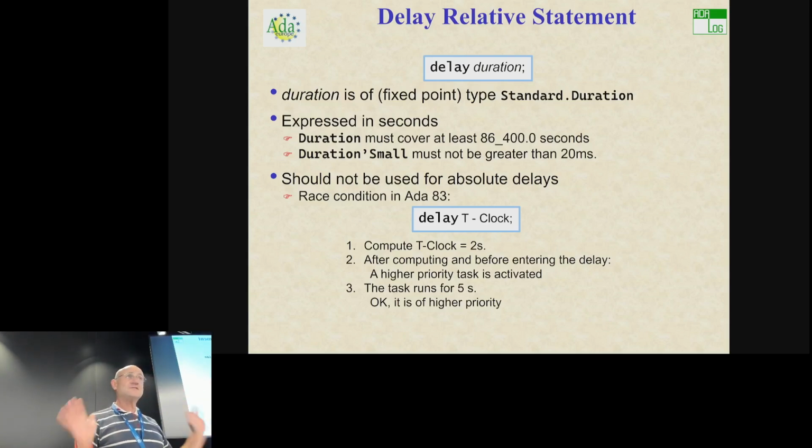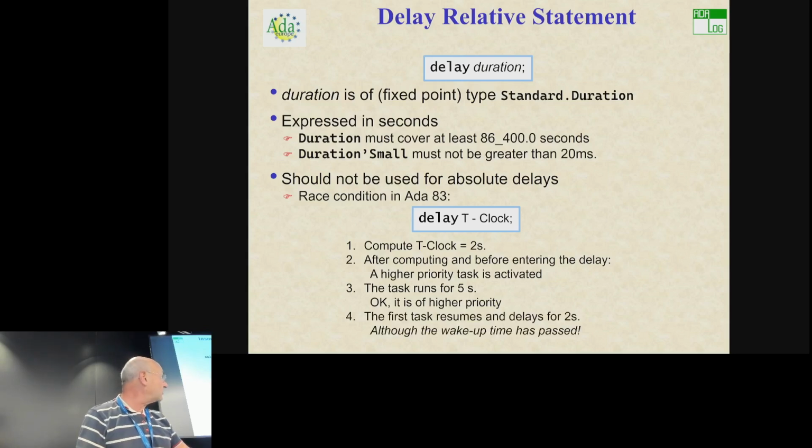That's okay. It's a higher priority task, so it can preempt a lower priority task and waste some time for it. But then you re-enter your delay with the time that was computed before, and although the wake-up time has passed, you will still wait for 2 seconds. And this is not acceptable. And there was positively no solution for that in Ada 83.